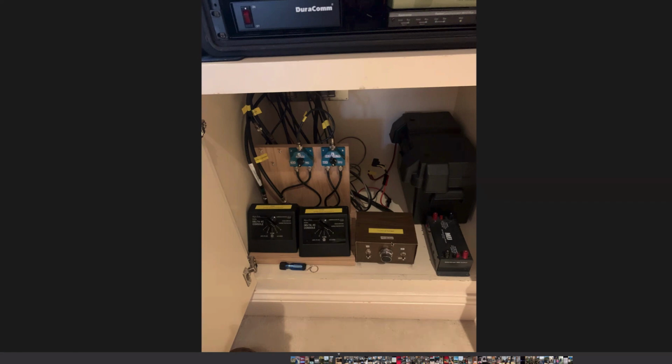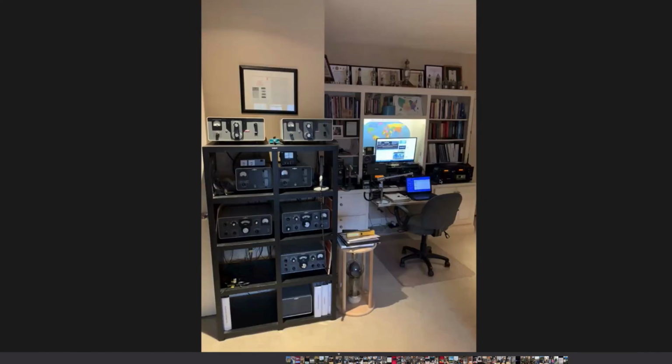This is the control box I built for raising and lowering the mast for the antenna, and a backup power supply. This is a Collins station. This is a Collins S1 line, Collins S3 line. These are 30L1 amplifiers. Military owned a lot of these. They put out about 500 watts, using four 811 tubes.